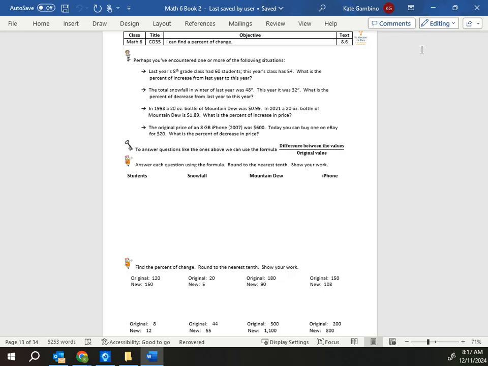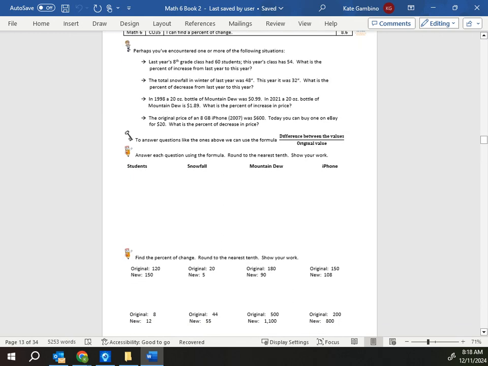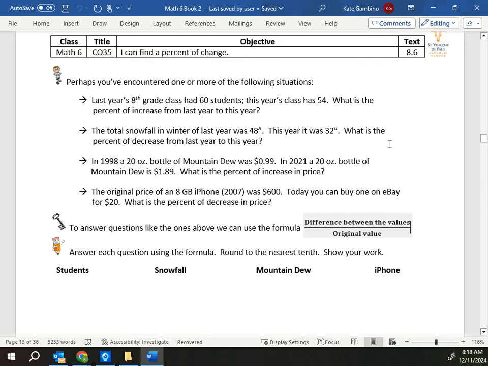All right, so that percent of change. If I can make this a little bigger, that's really small. All right, so let's see what it says. Perhaps you've encountered one or more of the following situations. Let's say last year's 8th grade class had 60 students and this year's class has 54. What is the percent of increase from this last year to this year?